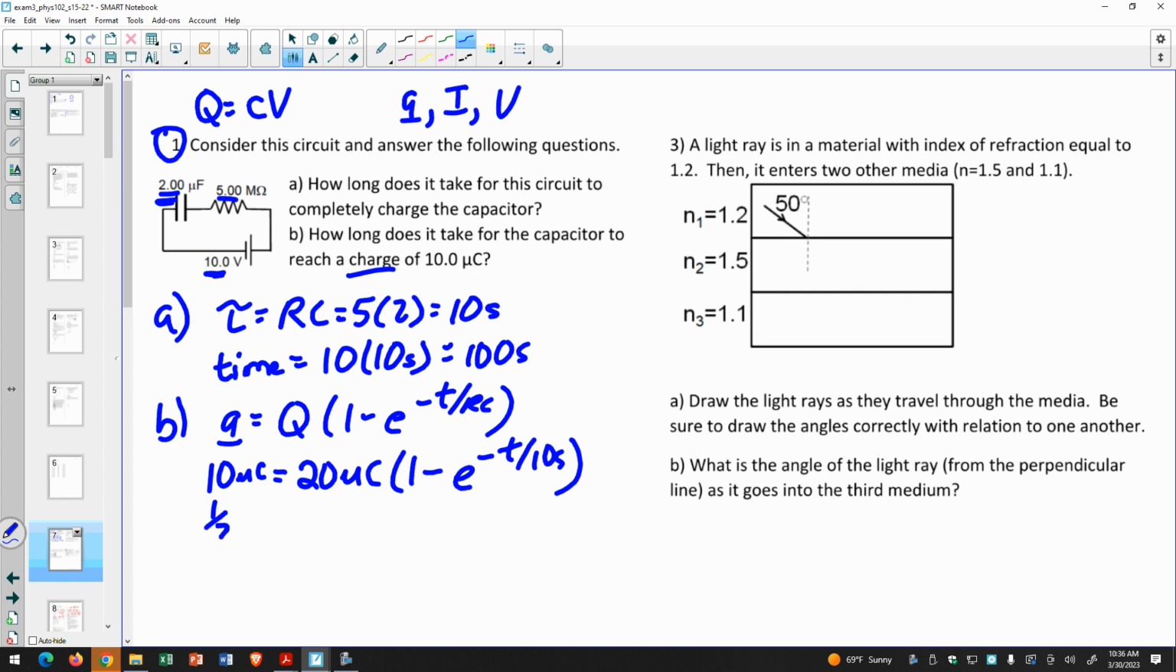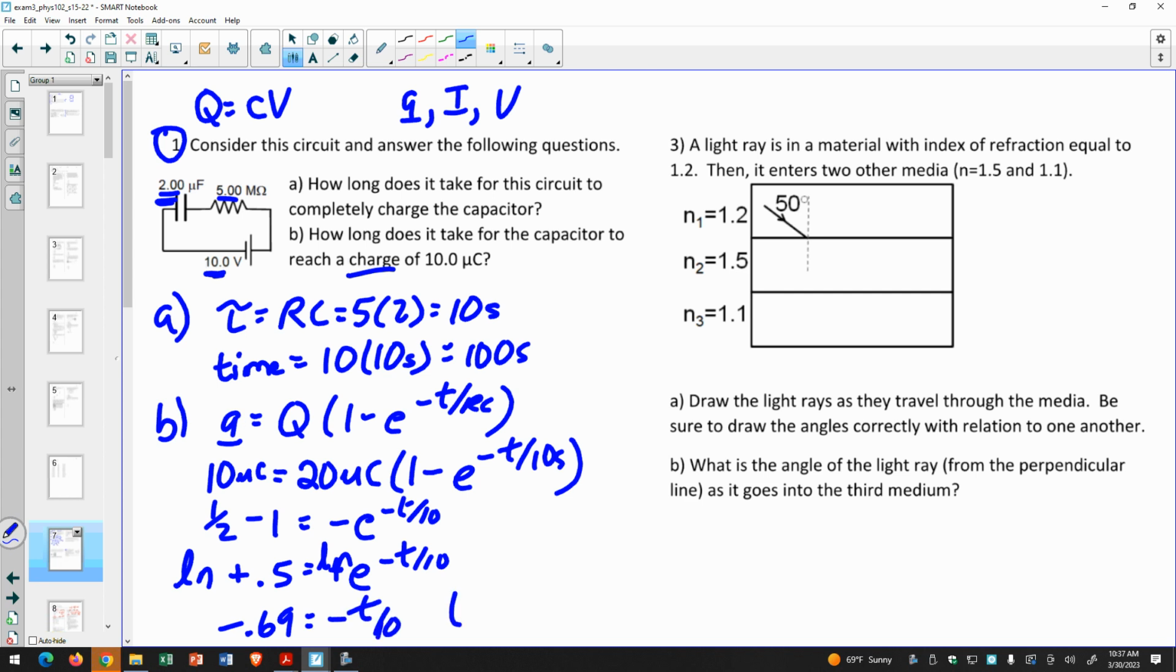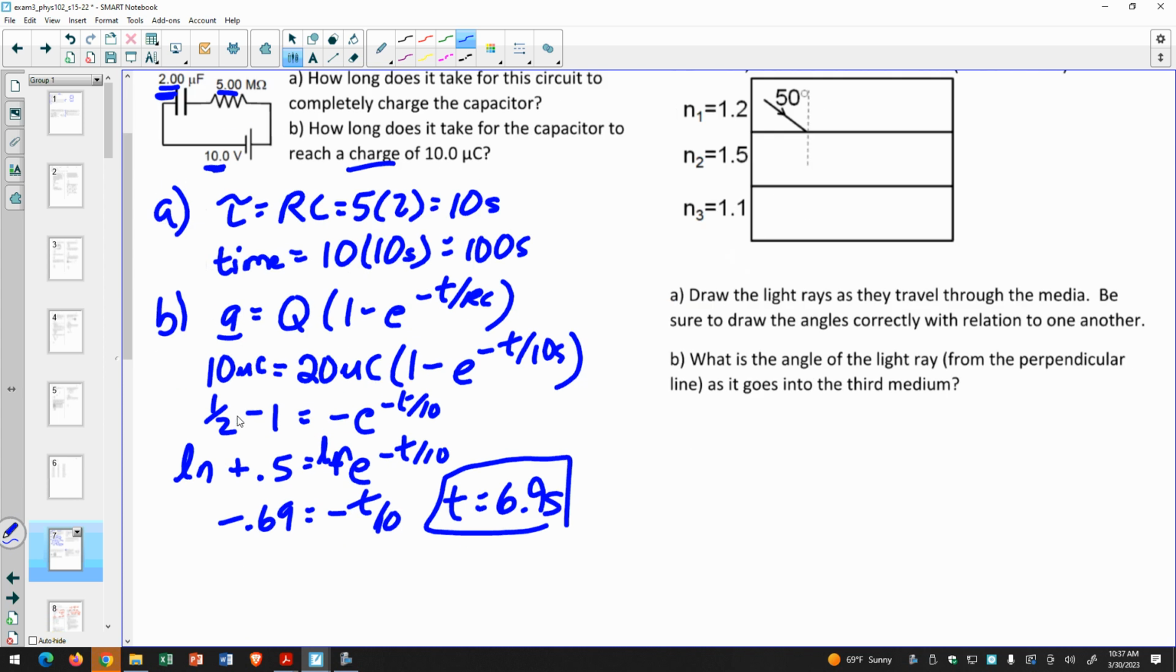So I get 1/2 minus 1 is equal to negative e to the minus t over 10. Or negative 0.5 is equal to negative e to the minus t over 10. The negatives go away. And then I do the natural log of 0.5. The natural log of that is negative 0.69. Natural log of this side, natural log of this side, negative 0.69 is equal to minus t over 10. And then I solve that for t, and I get t equals 6.9 seconds. Okay, I want to see that you know how to solve that equation for t, dealing with that exponential function.